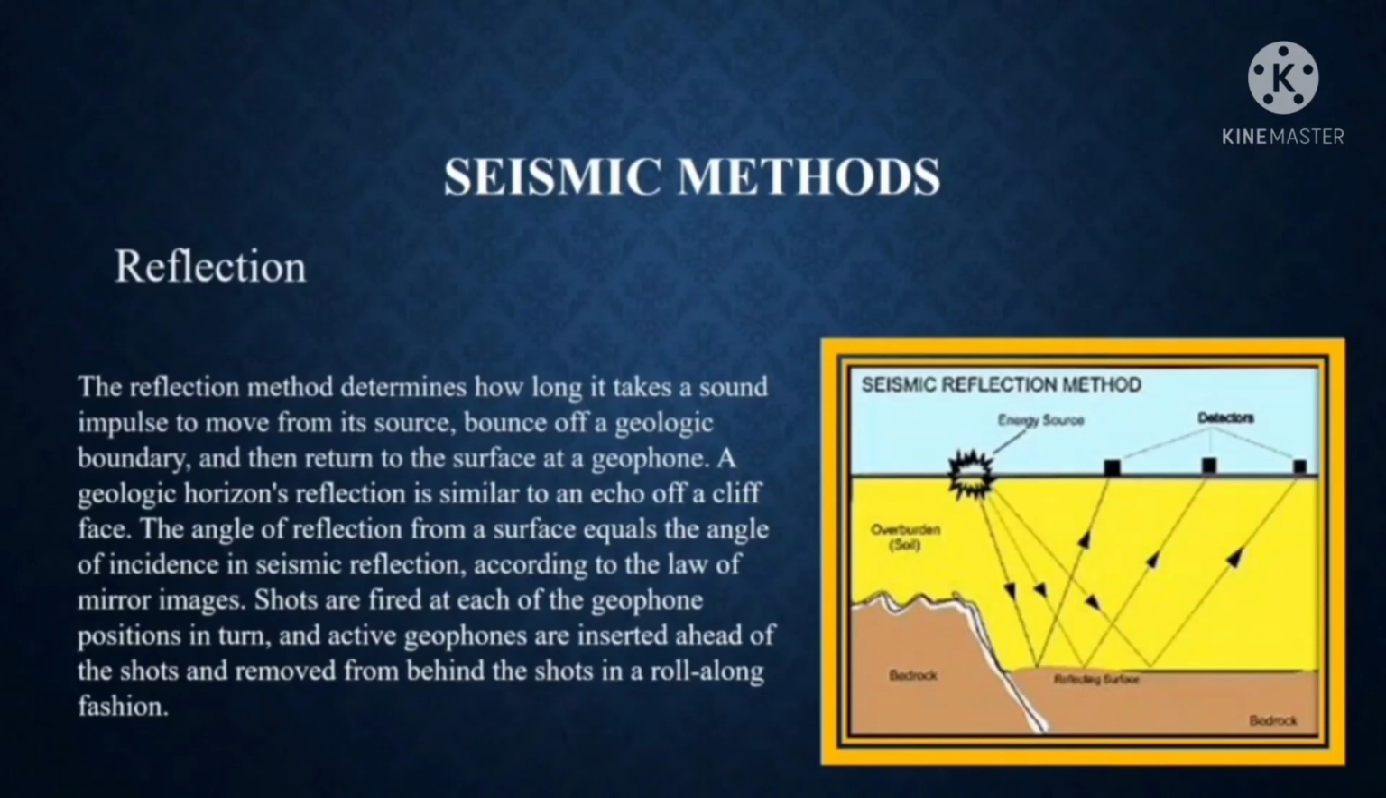According to the law of mirror images, shots are fired at each geophone position in turn. An active geophone is inserted ahead of the shots and removed behind the shots in roll-along fashion.